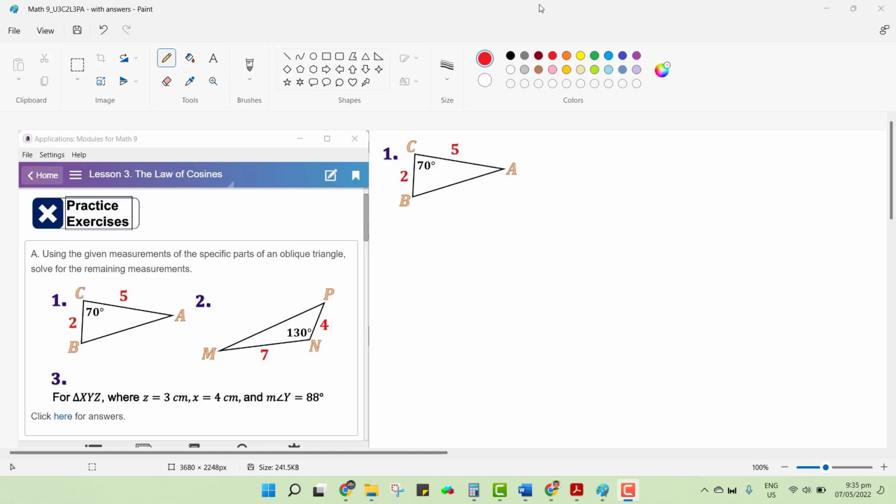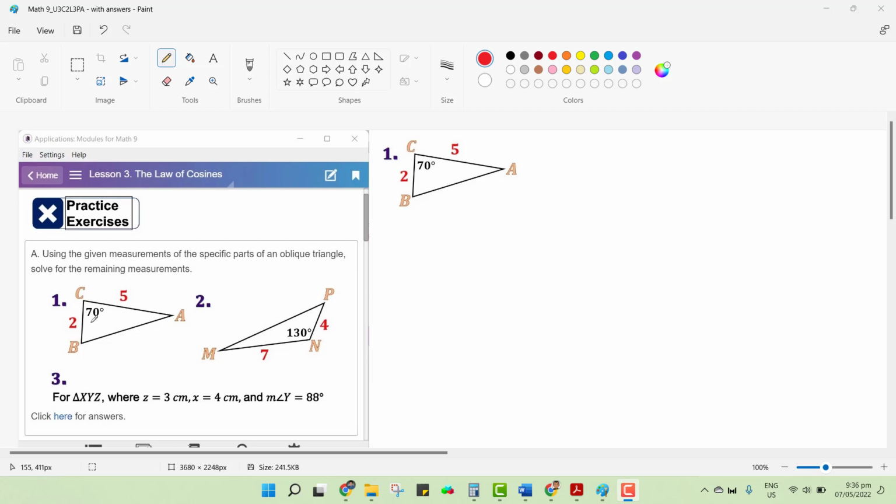Hi there! We are going to talk about oblique triangles under specific situations where the law of sines can no longer be used to solve for the measurements of the remaining parts. Here, we have these three different triangles, and when you examine them, these are neither AAS, ASA, or even the SSA situation.